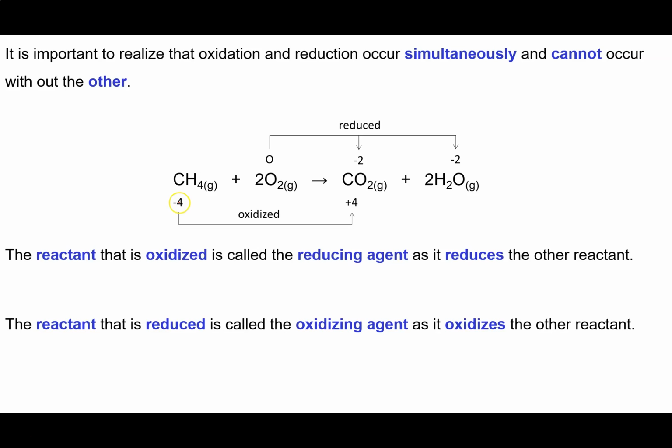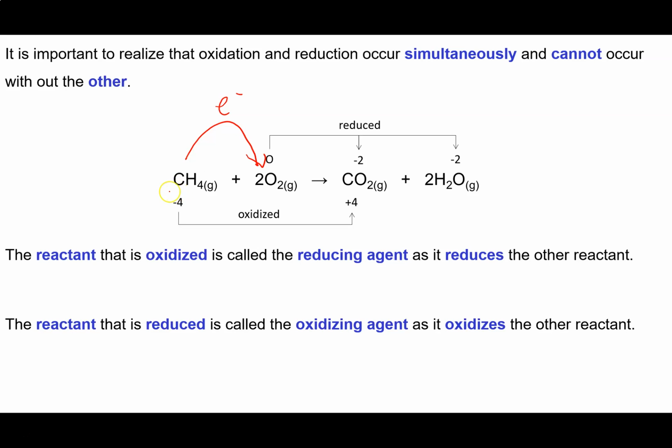What does it mean that the methane was oxidized? It means that the methane lost electrons. So electrons moved from the methane to the O2. What does it mean that the O2 was reduced? It means that the O2 gained electrons. And you can see how that works. They are indeed simultaneous processes.